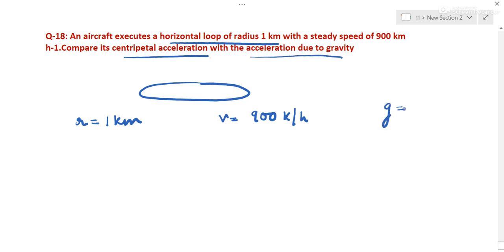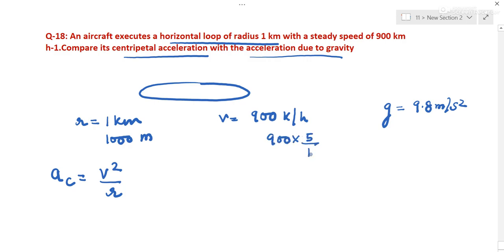So acceleration due to gravity, at least we know, is 9.8 meter per second square, and the radius can be converted into meters. Okay, now you can find out centripetal acceleration, whose formula is simple. It's v square by r. The speed is in kilometer per hour, so you can convert it into meter per second by multiplying by 5 by 18, so you can convert this into meter per second.